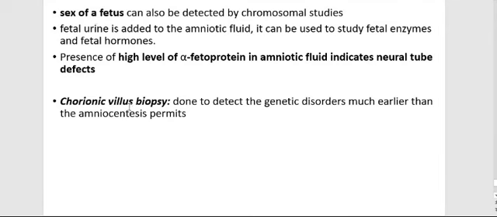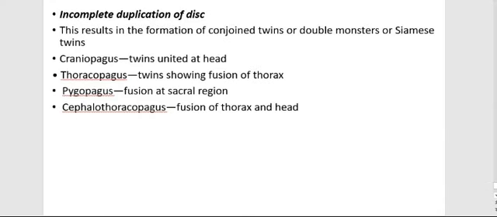And then chorionic villus biopsy. This one is done early. You can do this one early, before amniocentesis. It's the same, just for diagnostic purposes, but it's done earlier than amniocentesis. So know the age of the pregnancy.